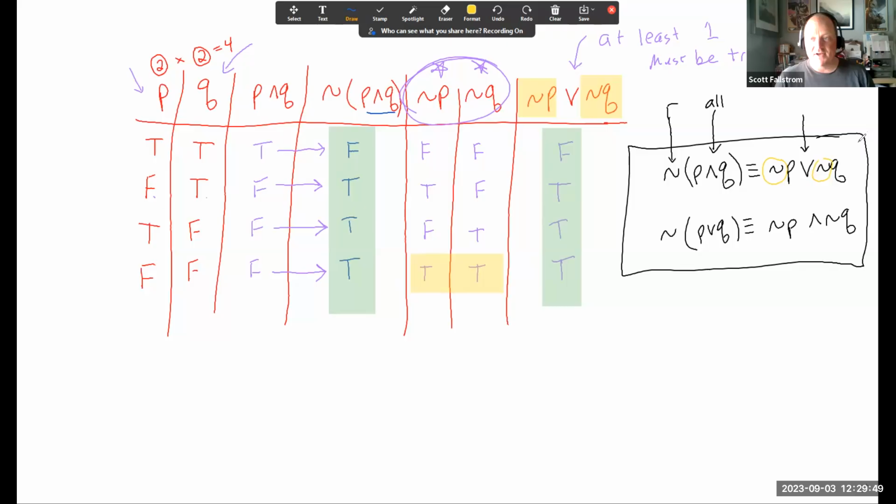Some are not true, meaning at least one is not true. Okay. And that hopefully makes sense too. Remember, this statement was an all statement. In order for the whole thing to be true, all of them had to be true. So if it is not true, then at least one of them had better be false, or better be the negation of that. There's the concept, the idea behind it.